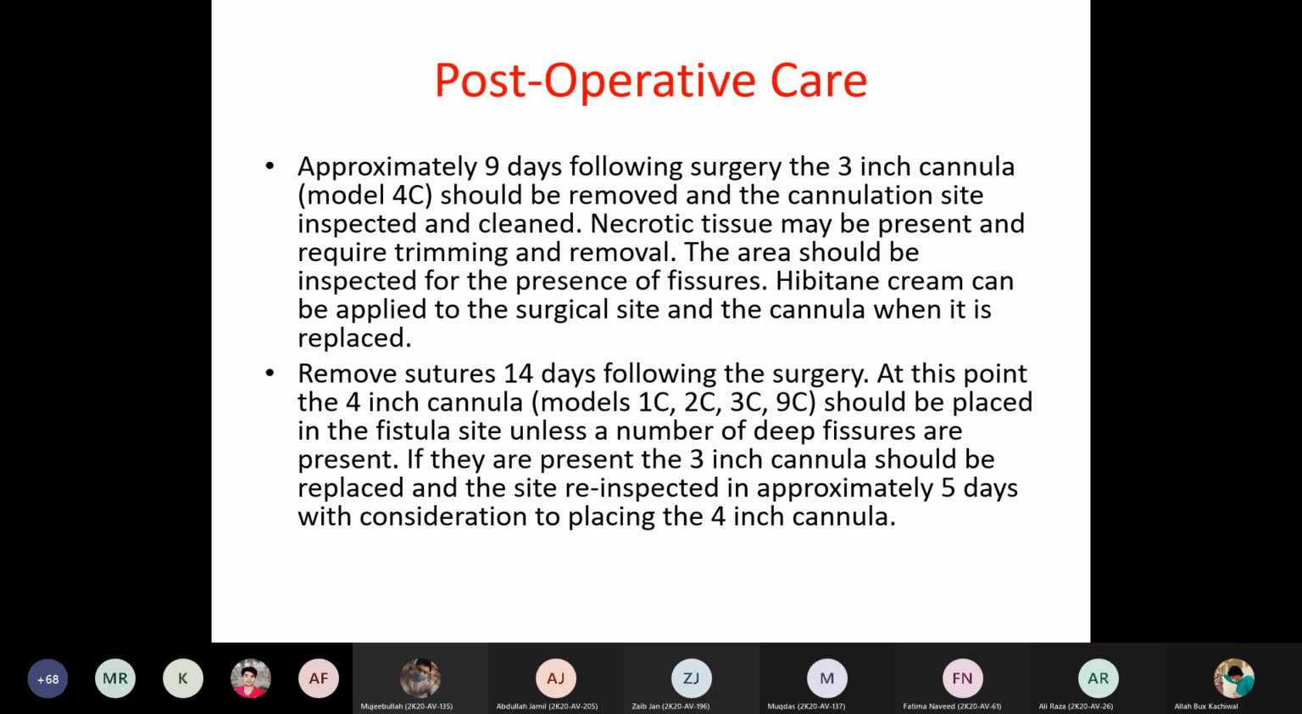Bleeding, irritation, trimming and removal. The area should be inspected for the presence of fissures. Habitant cream can be applied to the surgical site and the cannula when it is replaced. Remove the sutures 14 days following the surgery. At this point, the 4-inch cannula, model 1C, 2C, 3C, 9C, should be placed in the fistula site unless deep fissures are present.